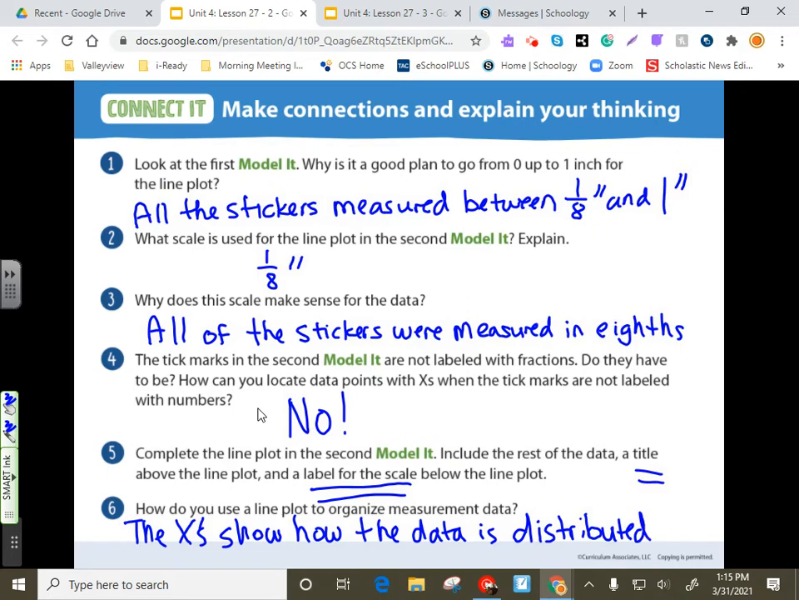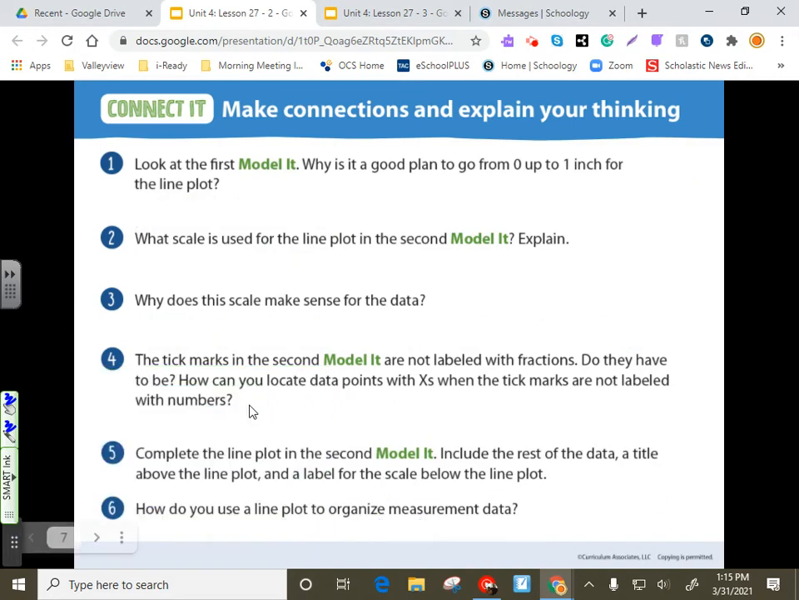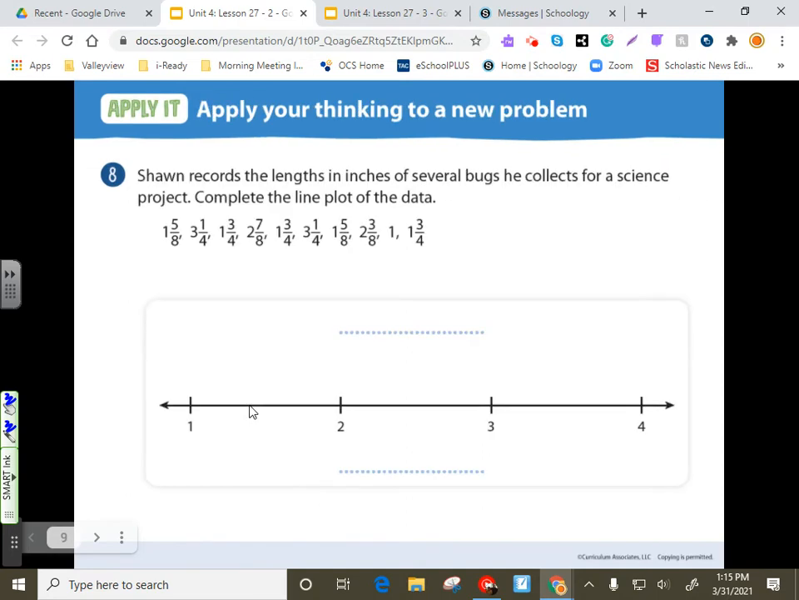There we go. X's show how the data is distributed. And you can skip 7. It's on the page. We never do those anyway. All right, skipping 7. Let's try some of these out.